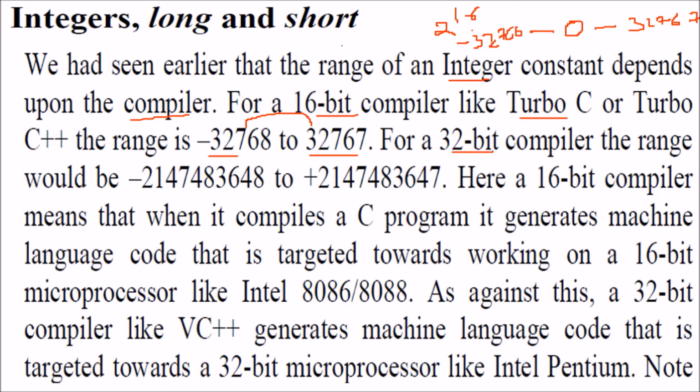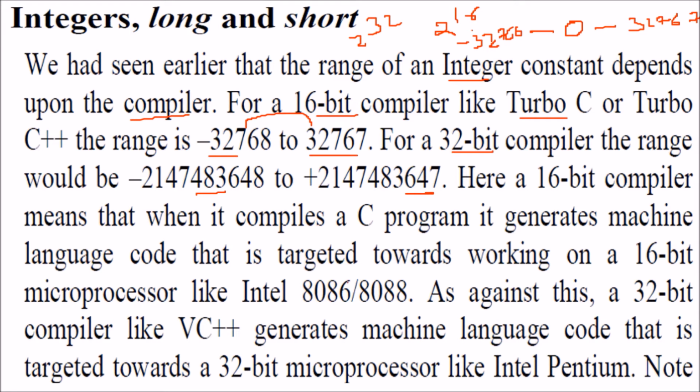Similarly for 32-bit compiler, it is 2 to the power 32 and just divide it into two parts, left, right. And I'll tell you why this number is 1 greater than this one. It's in the negative, but it is 1 greater. We'll talk about that later in the discussion.